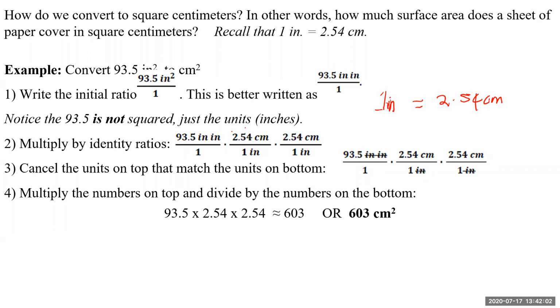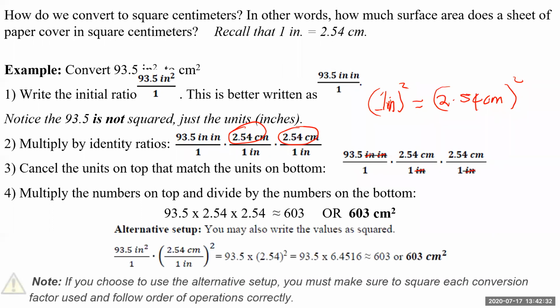Now we are multiplying this twice because we are dealing with a square unit. So literally what we did is, if you want to find a square unit, we just square everything here. Good. So cancel the units on top that match the units at the bottom. Because we are dealing with twice of that, we have that canceling twice. Then you have 2.54 times 2.54, and that is the centimeter squared. So your answer is just 603 centimeter squared.